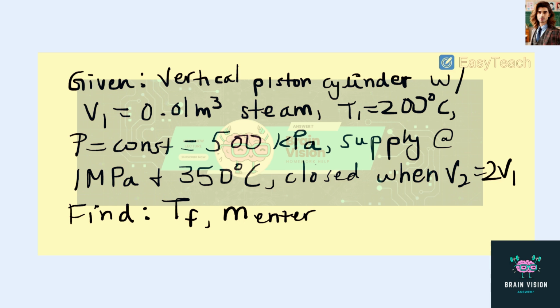So what we're looking at today is a vertical piston cylinder with an initial volume of 0.01 cubic meters of steam. The initial temperature is 200 degrees Celsius. The piston and cylinder are such that the pressure is constant at 500 kPa.